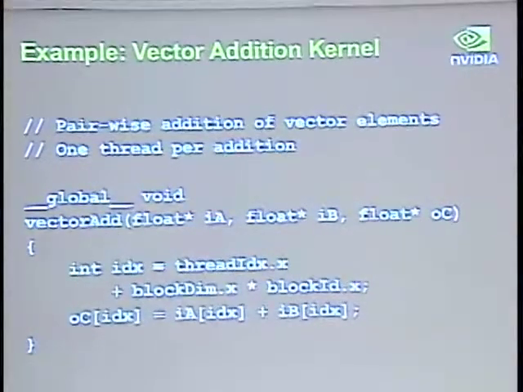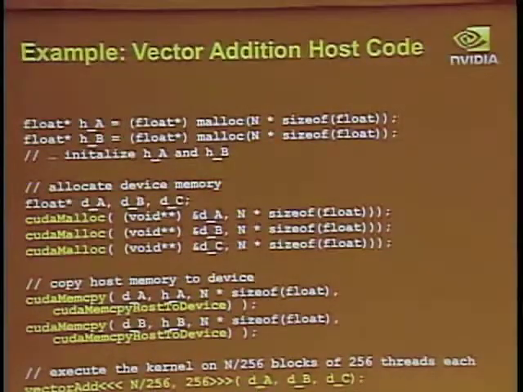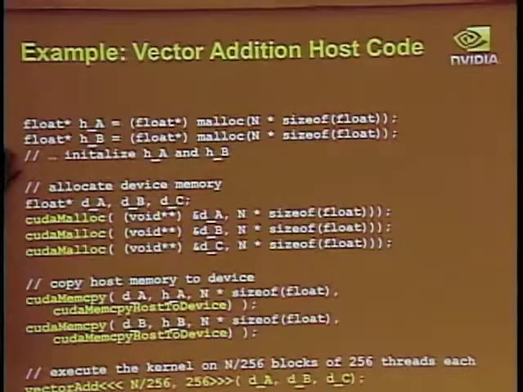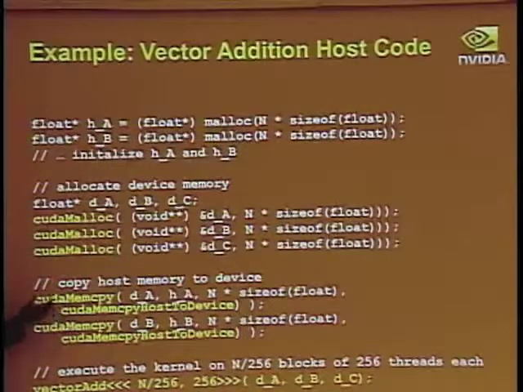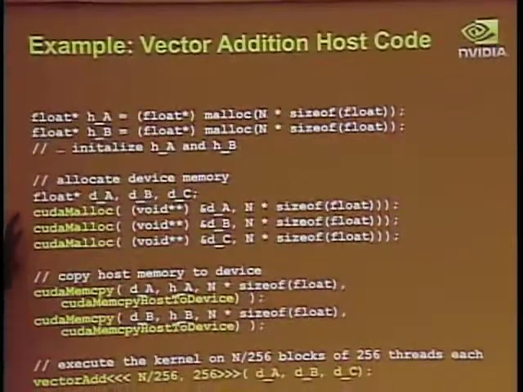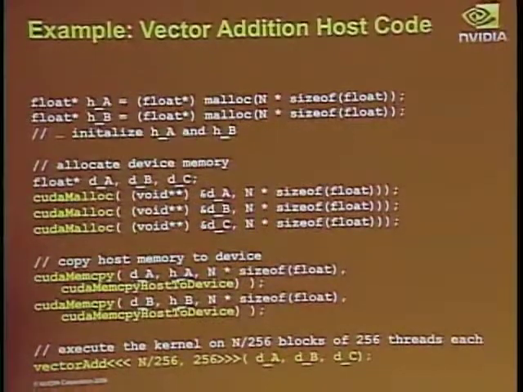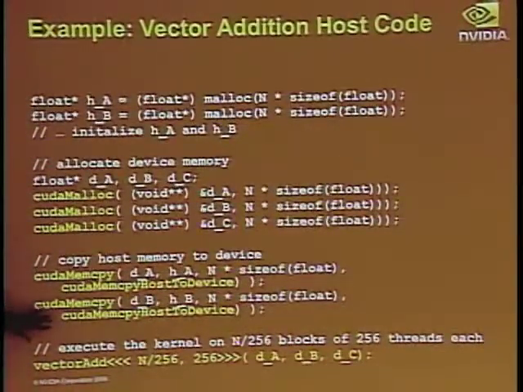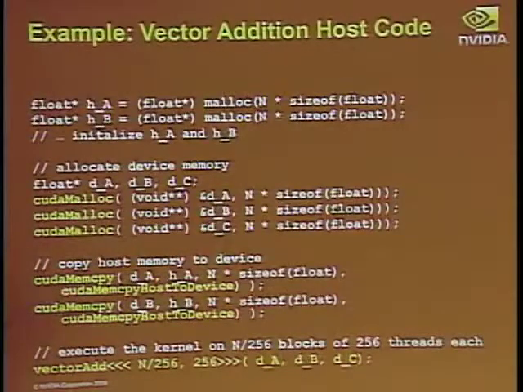Okay, what does this look like on the host? The first thing I'm going to do is allocate in the CPU memory 2 arrays for A and B. You're going to fill them up. Then we're going to allocate A, B, and C on the device, on the GPU. Instead of calling malloc, we call CUDA malloc to say allocate me space on the GPU. Then we're going to copy A and B from CPU space to GPU space. So that's going to copy them from host to device, from CPU to GPU, over the PCI Express bus.